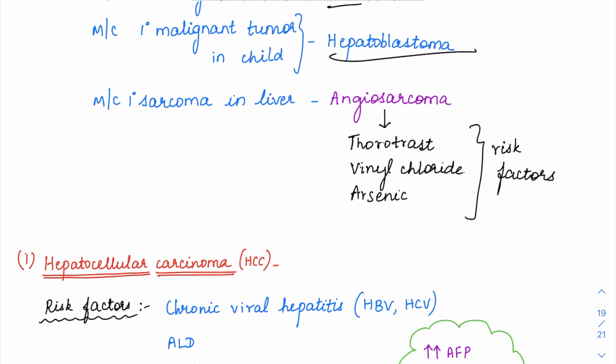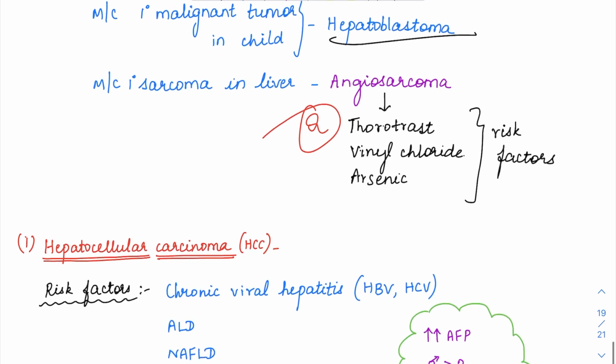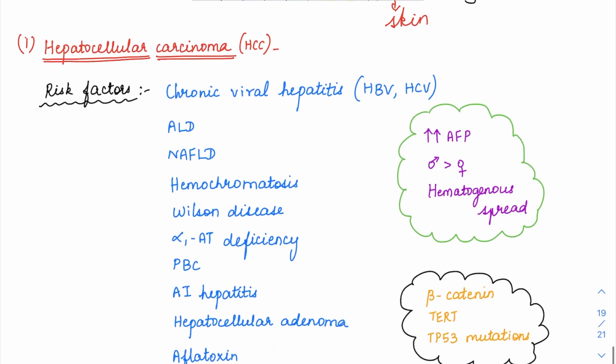And this can be asked in MCQ. The common risk factors associated with angiosarcoma of liver will be exposure to thorotrast, which is actually a radioactive drug. Then we'll have vinyl chloride and arsenic. Arsenic can also lead to skin cancer. So remember, all these three bad substances are going to be associated with angiosarcoma. V for vinyl chloride, A for arsenic, and T for thorotrast.